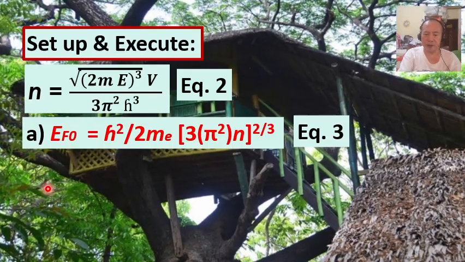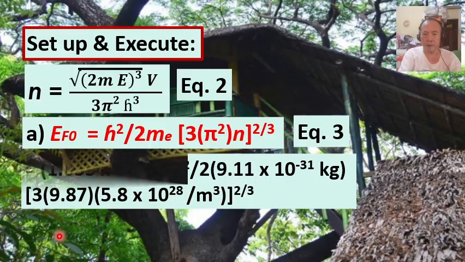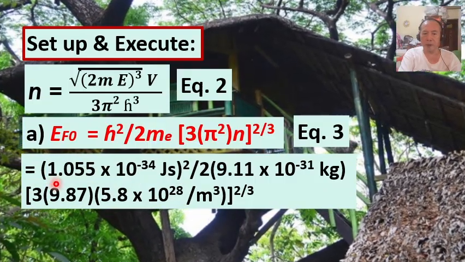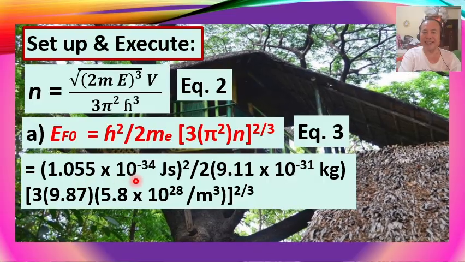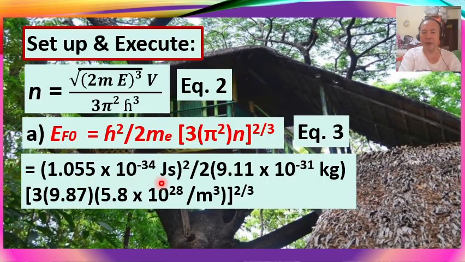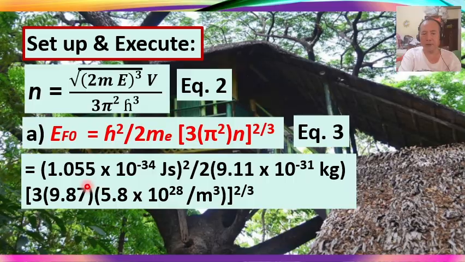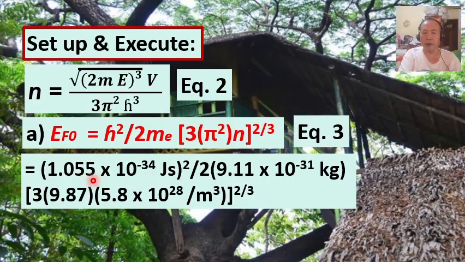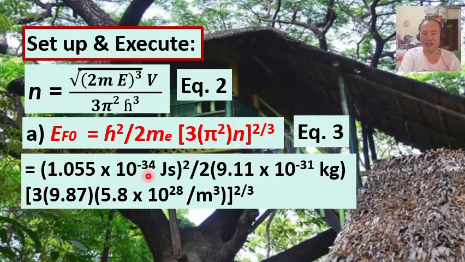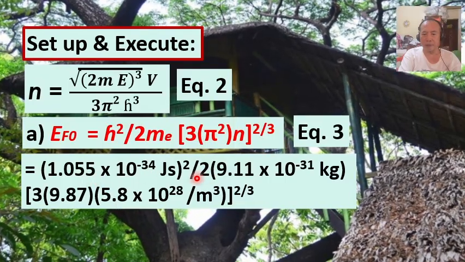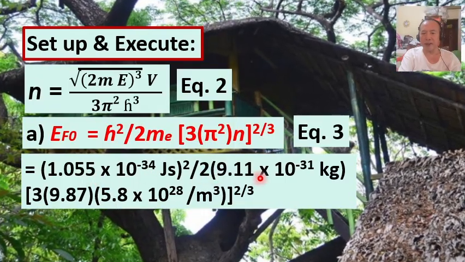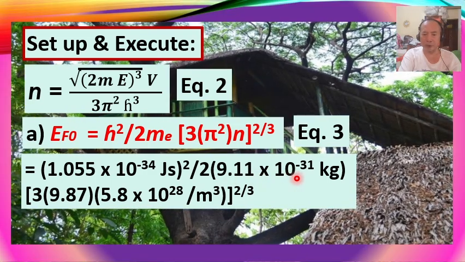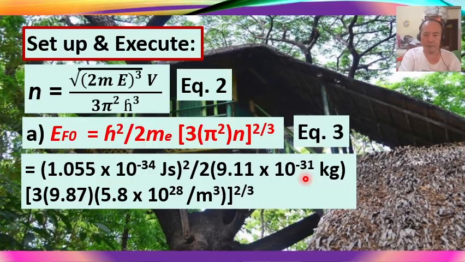That is, when we substitute, we have capital E sub F naught equals 1.055 times 10 raised to the negative 34 joules second, then squared. That is the value of h bar, or the reduced Planck's constant. Then divided by twice the mass of the electron, 9.11 times 10 raised to the negative 31 kilogram.